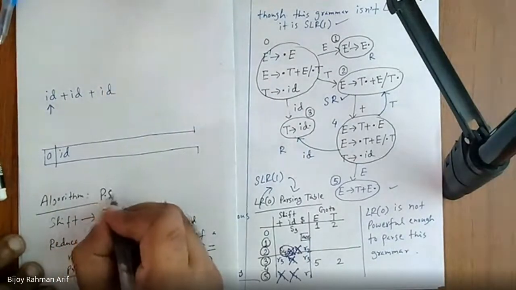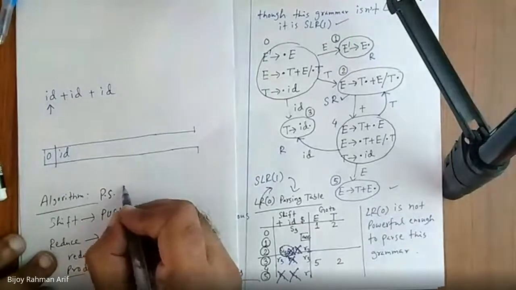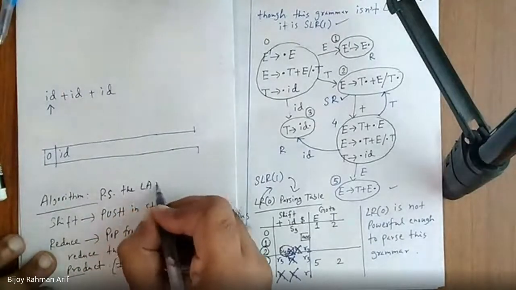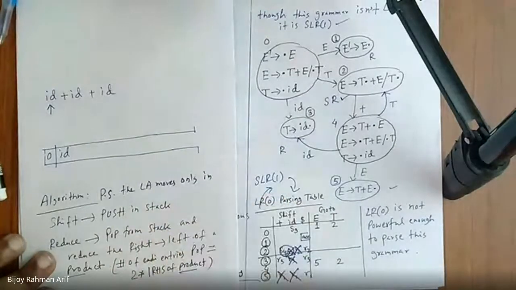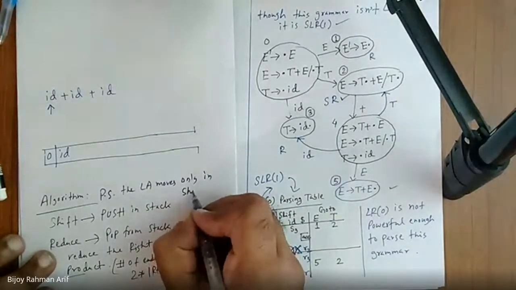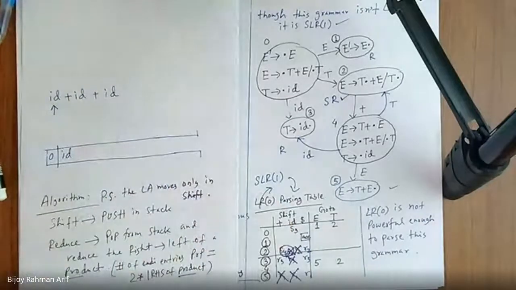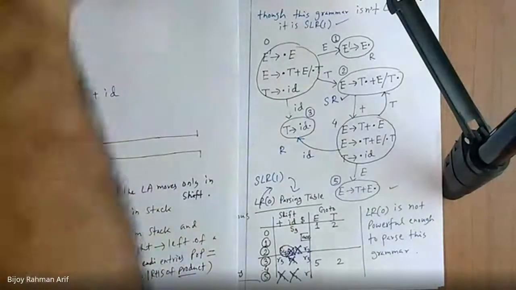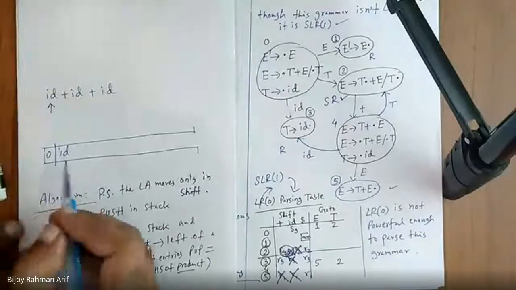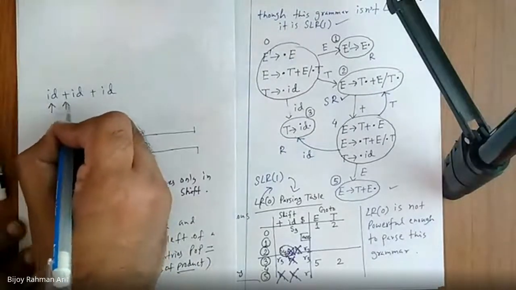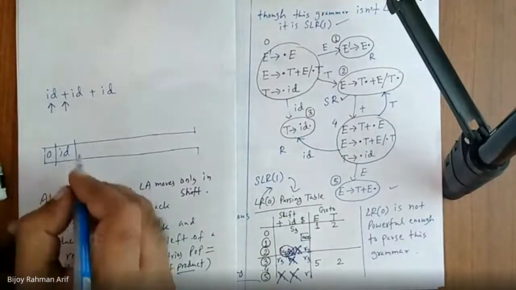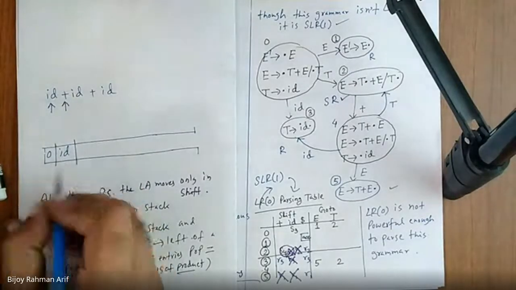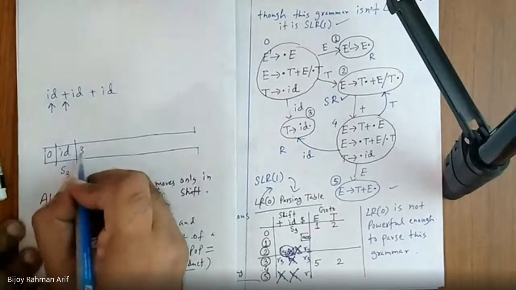PS. The look ahead moves only in shift. Only when there is a shift, the look ahead will move. Otherwise, it will not move. So, as it is shift, now the look ahead is going to move to plus. And shift 3, so the new state would be 3.